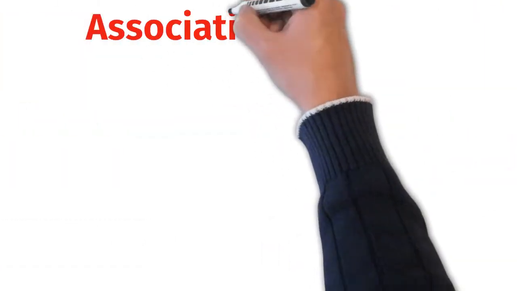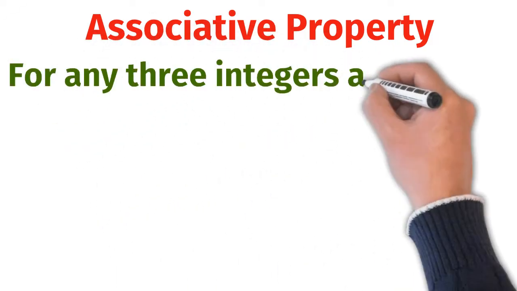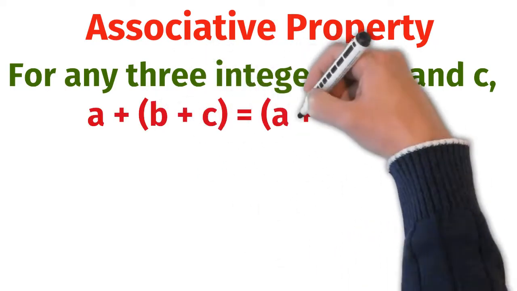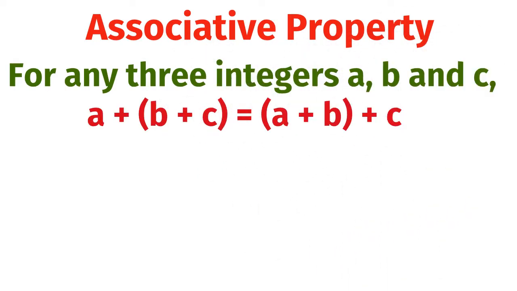Fourthly, associative property. Associative property of addition of integers says that for any three integers a, b and c, a plus (b plus c) equal to (a plus b) plus c. We can also say addition is associative for integers.